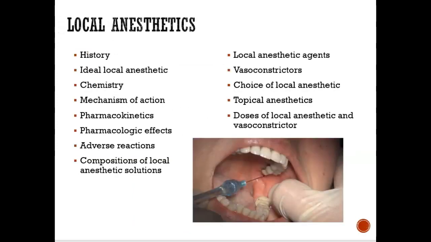So we're going to be looking at some components. This is basically an outline of what we will be covering. Again, here we're looking at an example of a local anesthetic. It's going in this area over here to numb the teeth and gums surrounding that area.